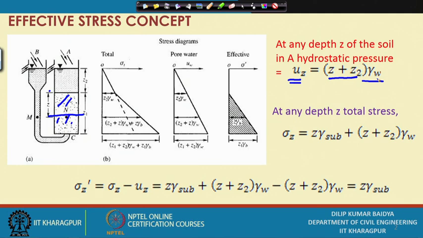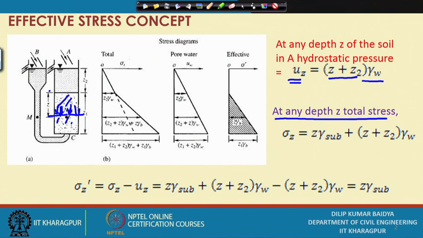And at any depth Z, what is the total stress? That means I want to find out at this level what is the total stress, sigma. I have got U, next I am getting total stress. Suppose this is like this, what is the stress here? Total stress.